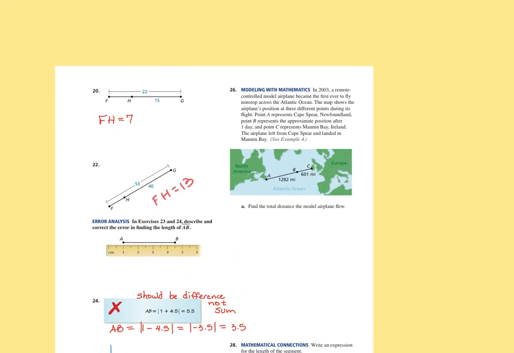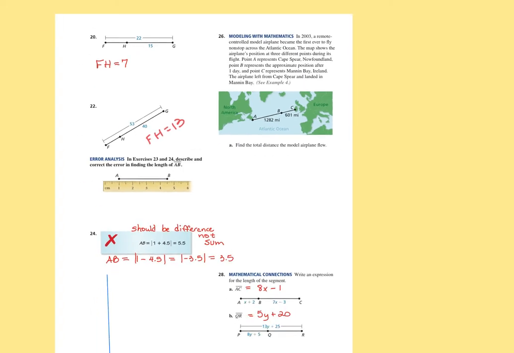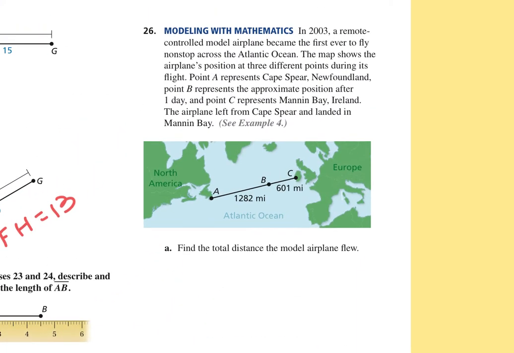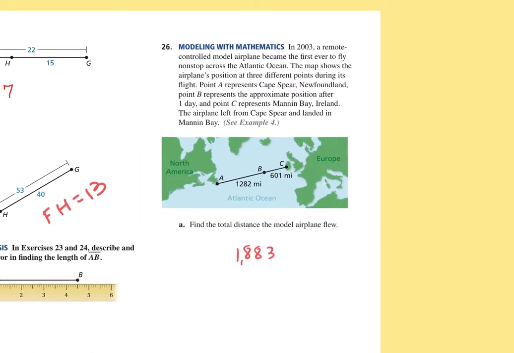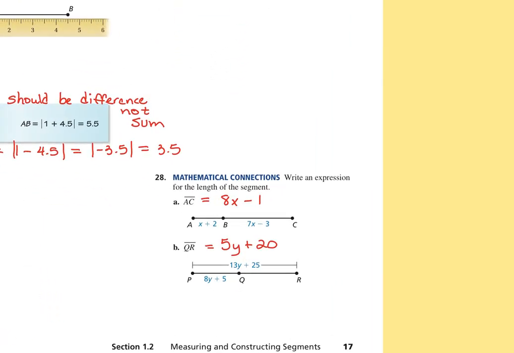Okay, 26, you're literally just adding, right? Because this is not on here, right? 26, you just had to add those two. So 3, 8, 8, 1. 28, here's the algebra again. AC, you're writing an algebraic expression that says 8x minus 1.